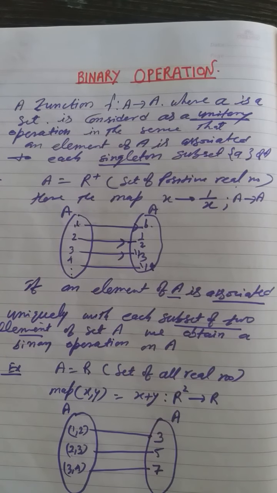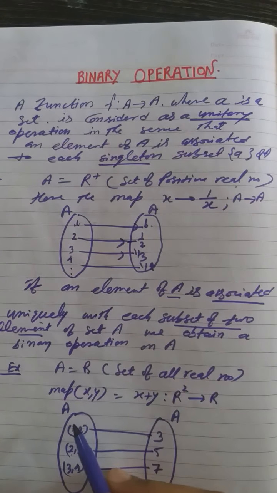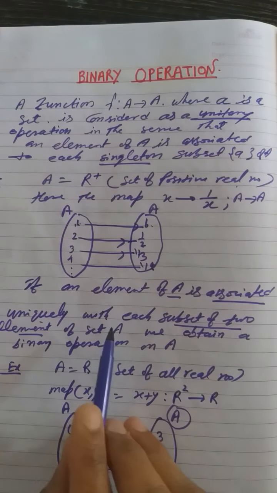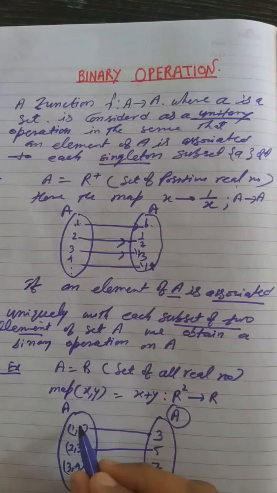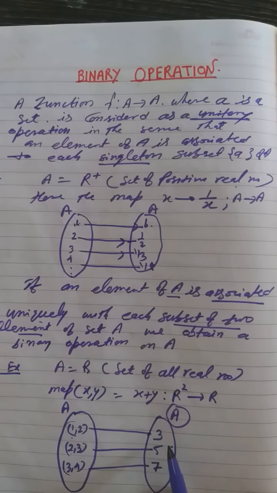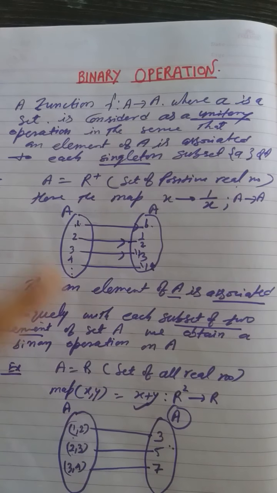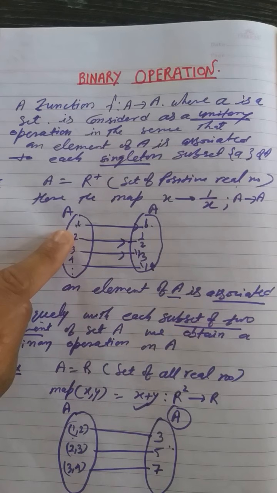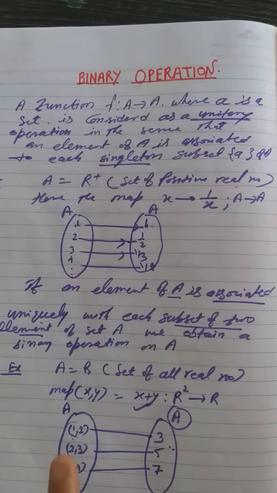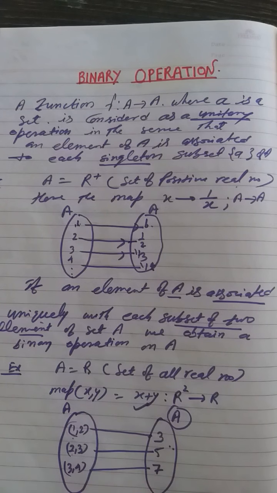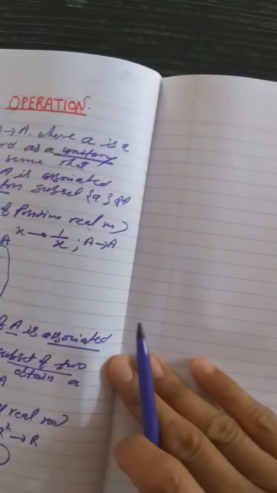Means according to the definition, it is clarified that an element of A is associated uniquely with each subset of two elements, right? By this mapping, here are two operands, x and y. Here there was only one operand, which is x only. Here there are two operands, x and y. So it is called binary operation, right?